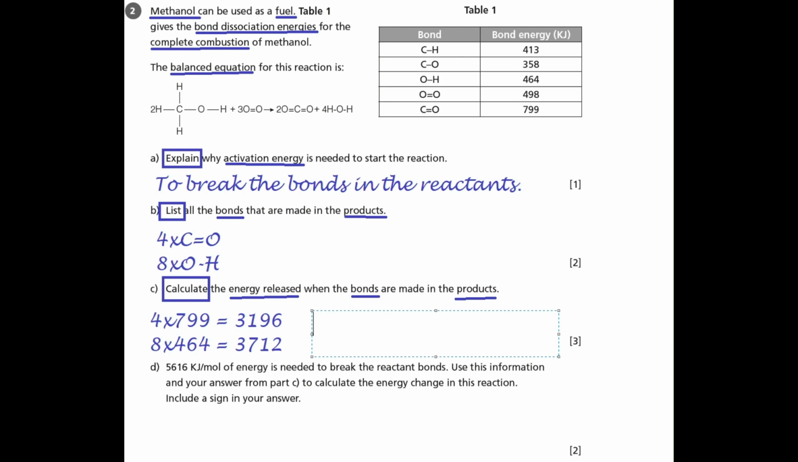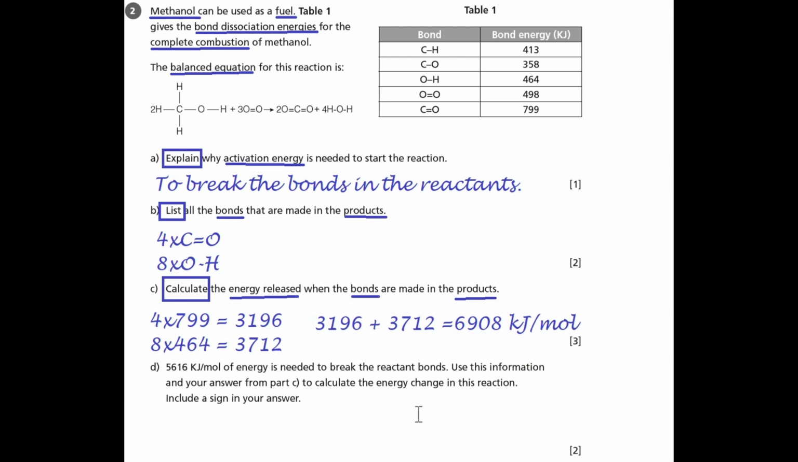So we're going to write out all of our working just in case we pop something incorrectly in a calculator and you still get the working out marks. So you're going to add 3196 plus 3712 into your calculator and you will get an answer of 6908. Once again, that's kilojoules per mole. Now it doesn't ask you for the units, but I like to give the units if I can. There we go.